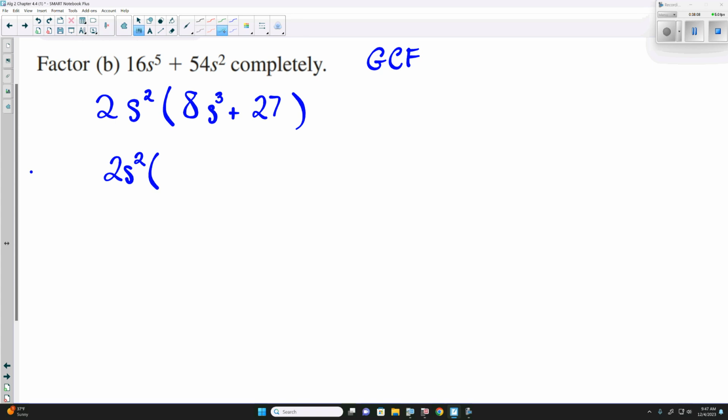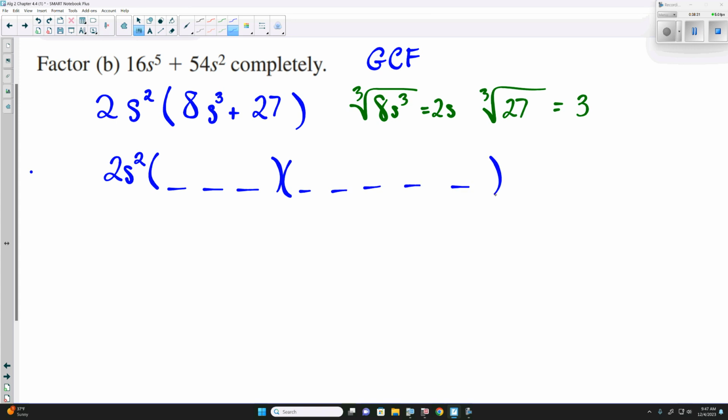Now at this point here, we can check to see if they are perfect cubes. And the cubed root of 27 is 3. Cubed root of 8 is 2. Cubed root of s to the 3rd is s. Now we have this set up here. Our signs are going to be the same, opposite, always end on a positive note, so plus, minus, plus.